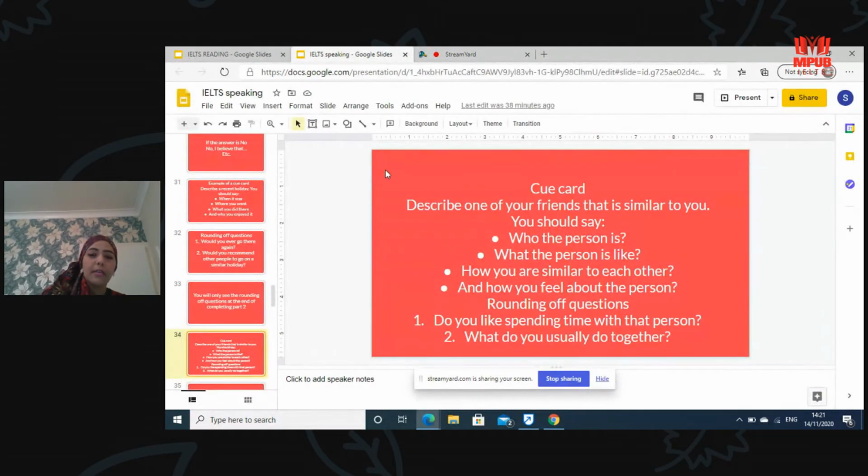Yep, so that's another example of one of the cue cards. The task is to describe one of your friends that is similar to you. And then the questions are who the person is, what the person is like, how you are similar to each other, and how you feel about the person. And then after you've completed the task, you'll see 2 rounding off questions. Number 1, do you like spending time with that person? Number 2, what do you usually do together? And remember, they just want really simple answers.